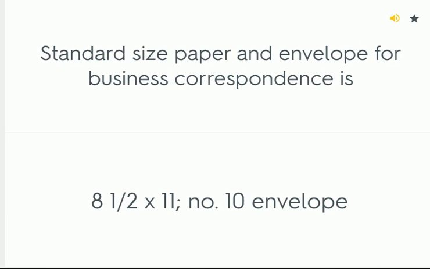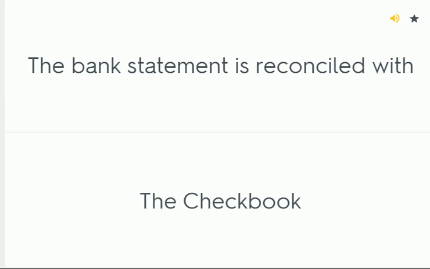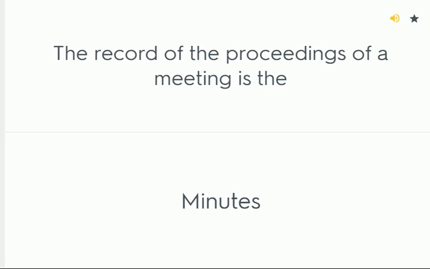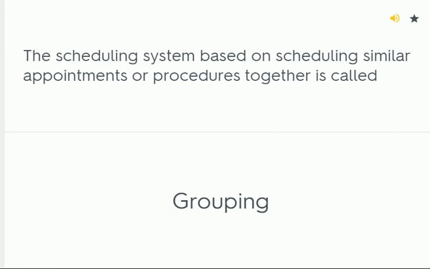Standard size paper and envelope for business correspondence is 8 1/2 x 11 with a number 10 envelope. Patients' ledger cards should be kept in a separate ledger file. The bank statement is reconciled with the checkbook. The record of the proceedings of a meeting is the minutes. Which of the following protects data from loss? Backing up. The scheduling system based on scheduling similar appointments or procedures together is called grouping.